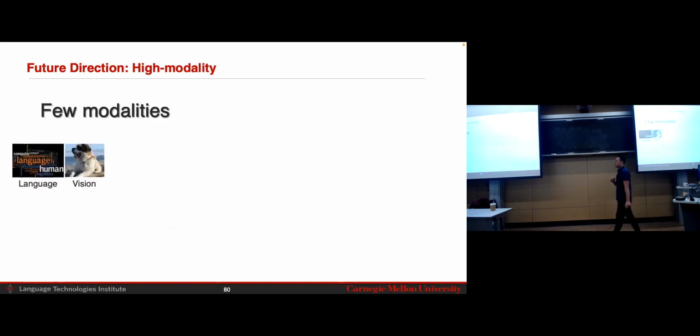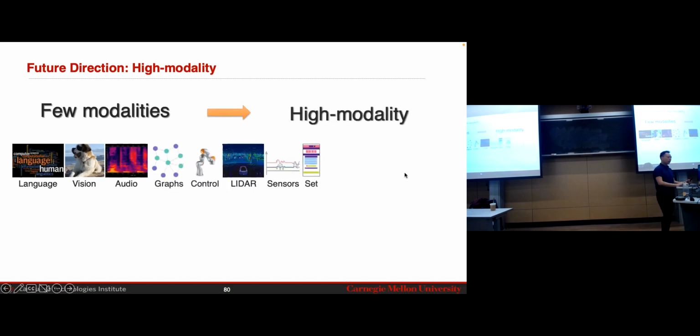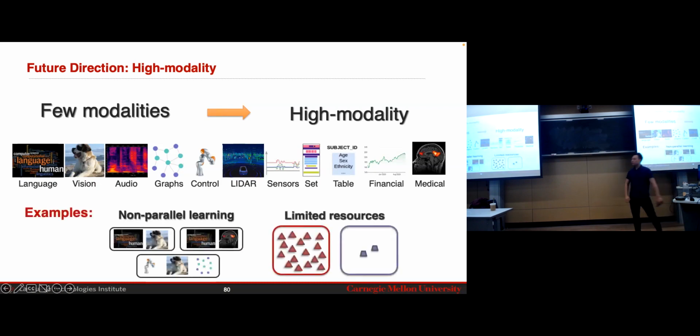A second big challenge is that of high modality. A lot of applications nowadays look at few modalities, language and vision, sometimes even audio. How can you actually go to high modality spaces where you have graphs, robots, LiDAR, sensors, medical data, and so on, right? And there are two big challenges. The first big challenge is non-parallel learning. If you have all these modalities that you want to learn from, it's very, very unlikely that you see all of these modalities in parallel at the same time. You might see language and vision. You might see robots and vision and perhaps graphs. You might see language and human brain activations. You're going to see subsets of these modalities across different data sets that people collect. But how can you learn from all of them at the same time?